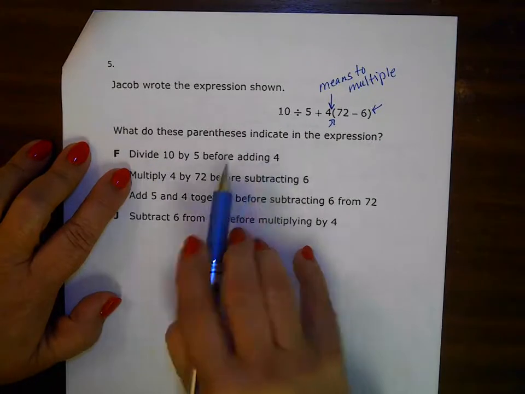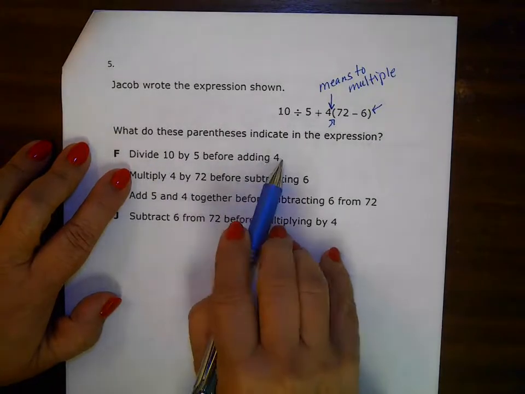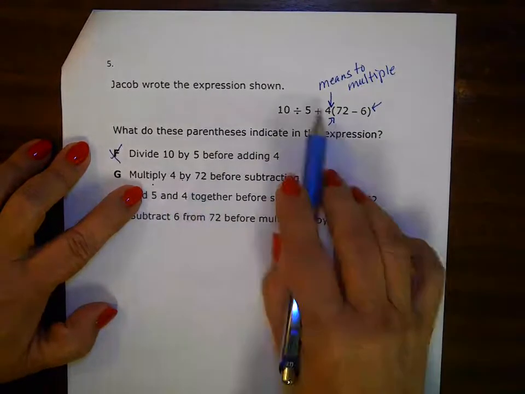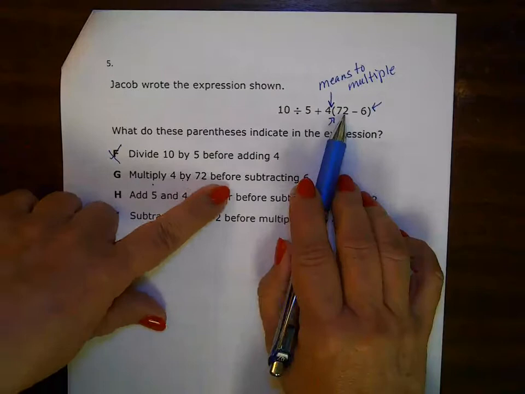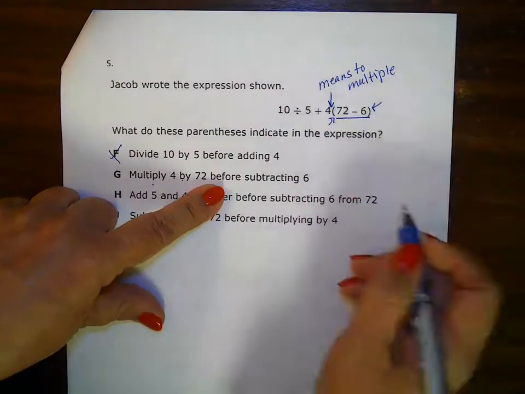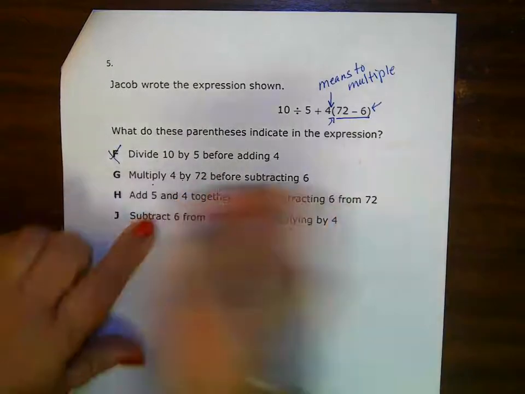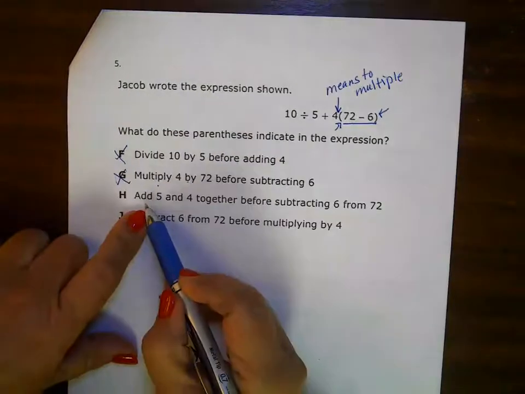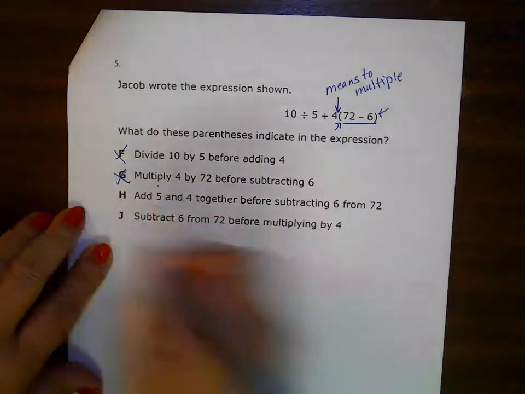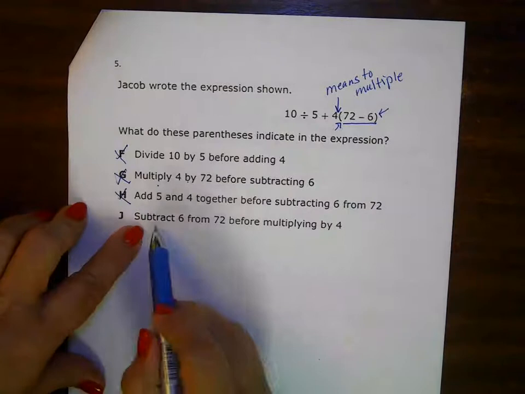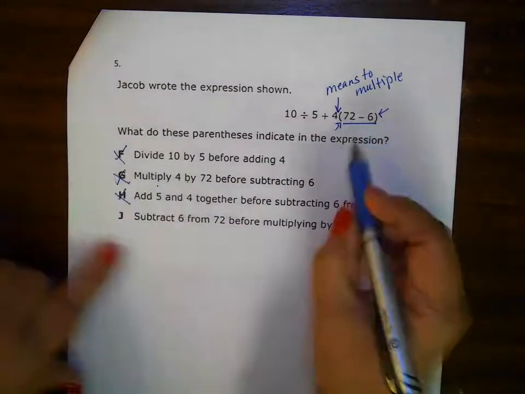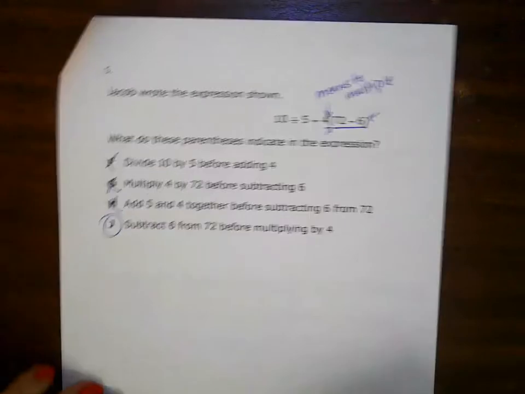Does it mean to divide 10 by 5 before adding 4? No, not at all. Does it mean to multiply 4 by 72? No, because we have what we got to do in the parentheses first. So I underline the 72 minus 6. So that makes no sense. Am I going to add 5 and 4 together? No, that's not what we do. Am I going to subtract 6 from 72 before multiplying by 4? And that is yes, that's what we'll do.